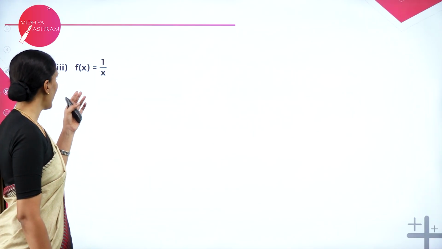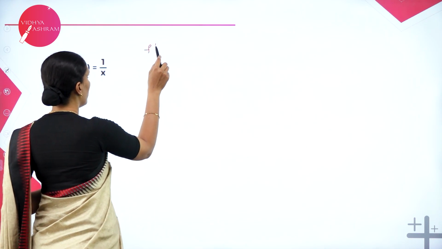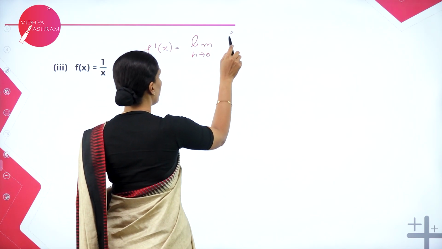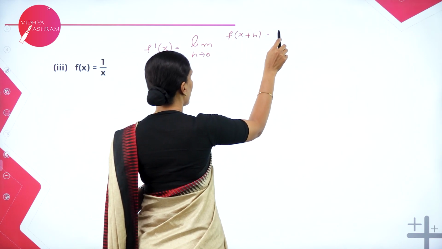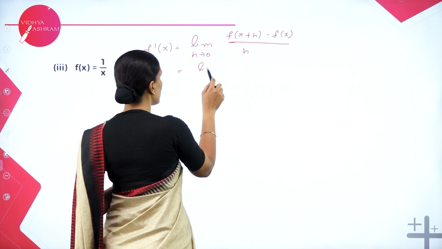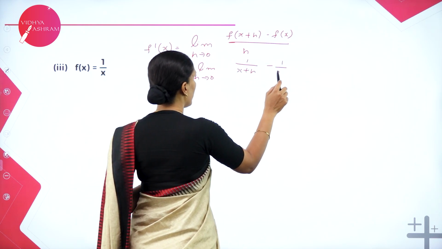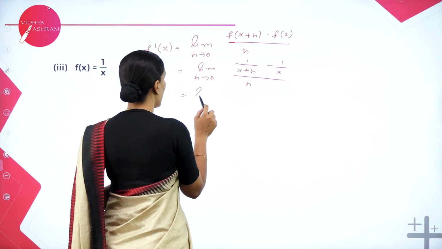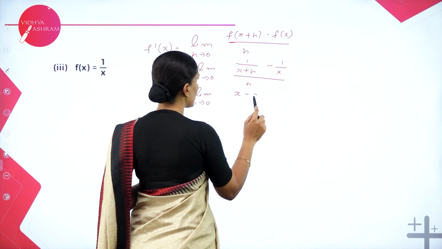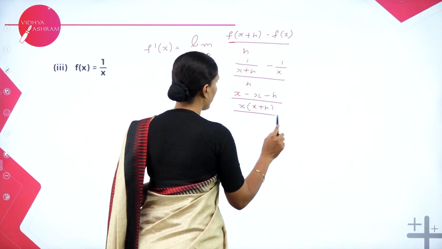Similarly, we can find it for f of x is equal to 1 by x. Let us take the derivative definition. f dash of x is limit as h tends to 0, f of x plus h minus f of x, whole divided by h. So this becomes limit as h tends to 0, 1 divided by x plus h minus 1 by x, whole divided by h. Taking the fraction, we get x minus (x plus h) divided by x into x plus h, whole divided by h.